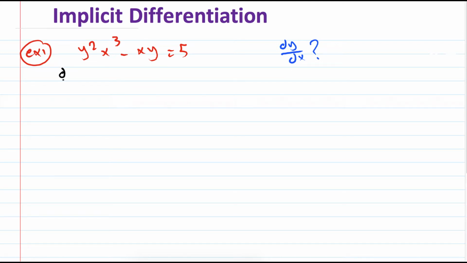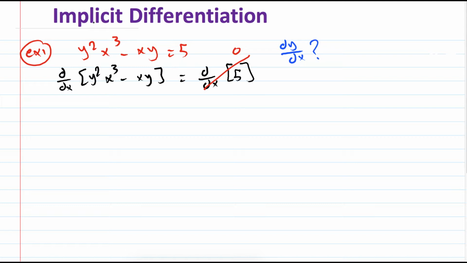So I'll find the derivative of this side, and I'll take the derivative of this side. The derivative of this side is just 0, so I can delete this and put 0 right here. The derivative of this: this is y squared multiplied by x cubed, so it will be the derivative of this multiplied by that, plus the derivative of this multiplied by that. So the derivative of y squared is 2y.